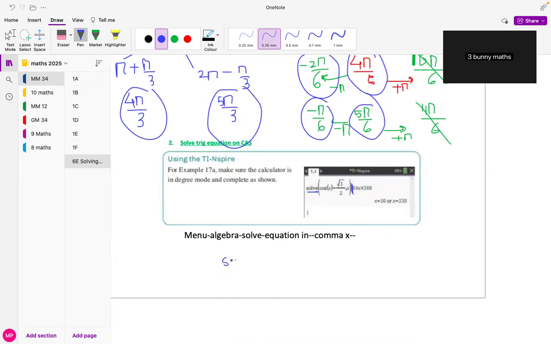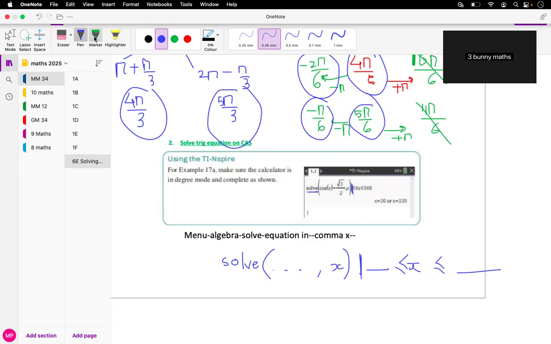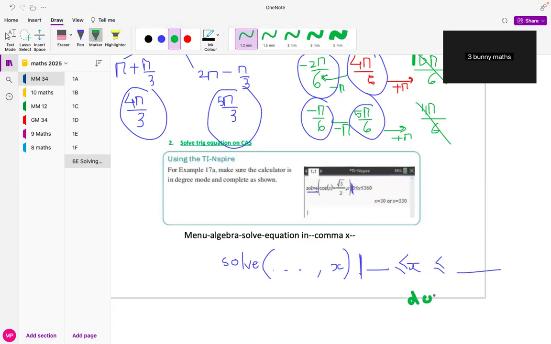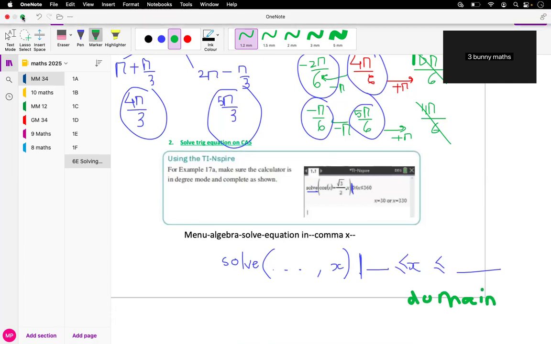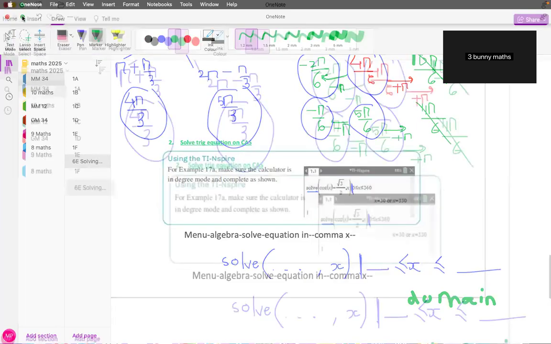In case you want to know the notation, so you have solve, then you're going to have some kind of equation here. Then you do comma x, then you close the bracket, then you do the given line. I'll show you later. And then here you're going to have the domain outside. It always starts with x and it always follows this symbol, so it's something less than x, less than something. So this is how you put the domain on the CAS.